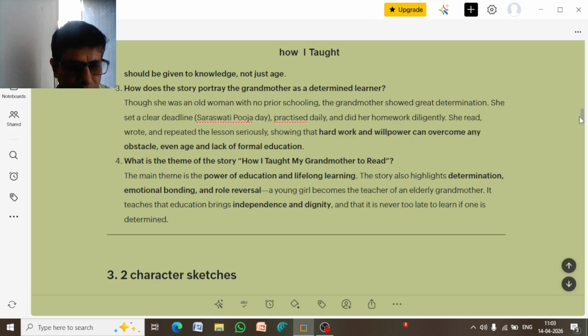Question number 4. What is the theme of the story, How I Taught My Grandmother to Read? Answer. The main theme is the power of education and lifelong learning. The story also highlights determination, emotional bonding, and role reversal. A young girl becomes the teacher of an old grandmother. It shows that education brings independence and dignity, and that it is never too late to learn if one is determined.